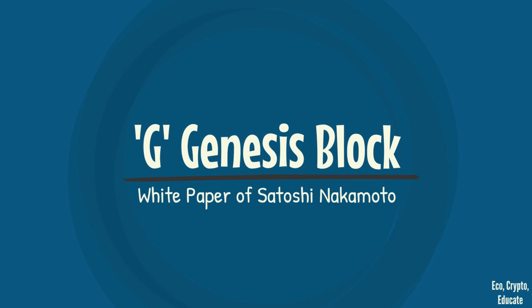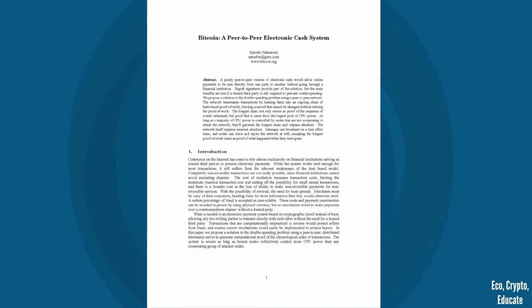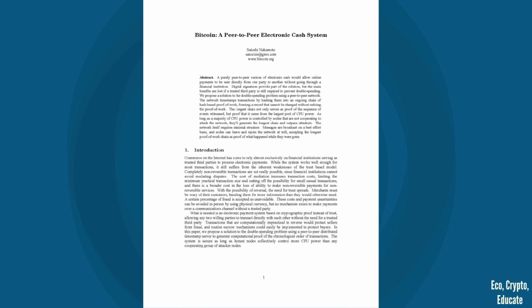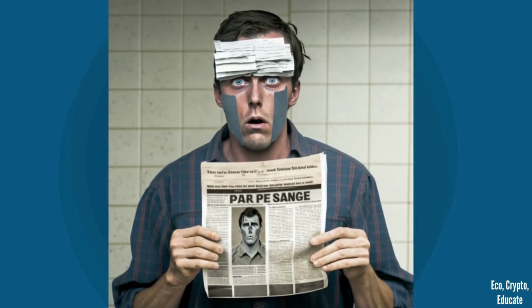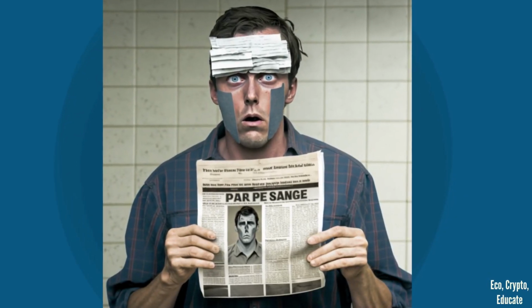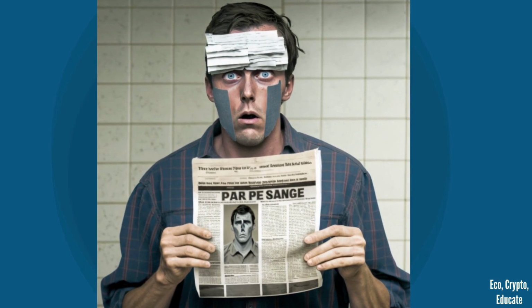G for Genesis block. Very first block in the blockchain, created by Satoshi Nakamoto in January 2009. The Genesis block is unique because it has no predecessor and serves as the foundation of the entire Bitcoin network.